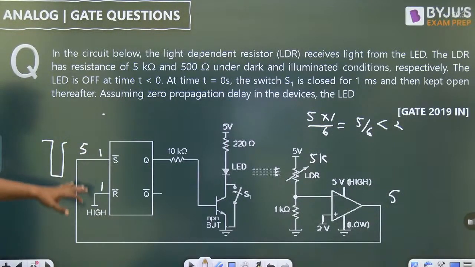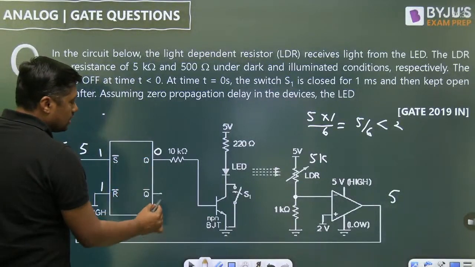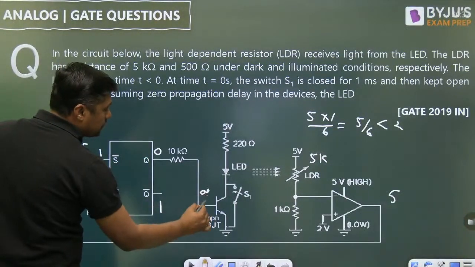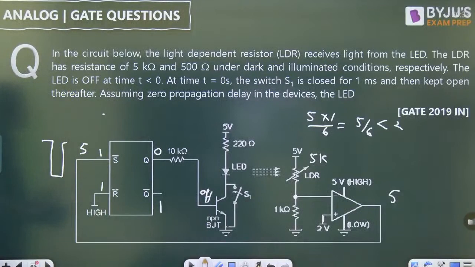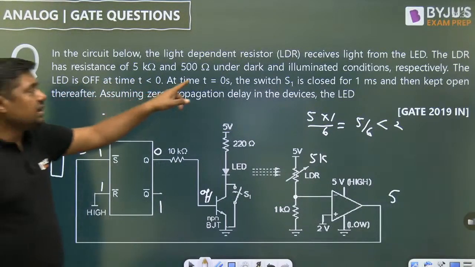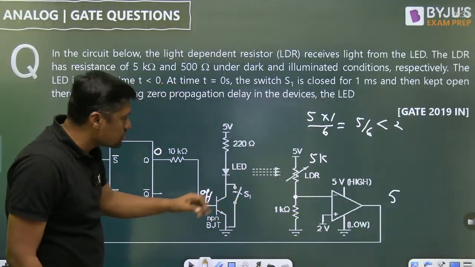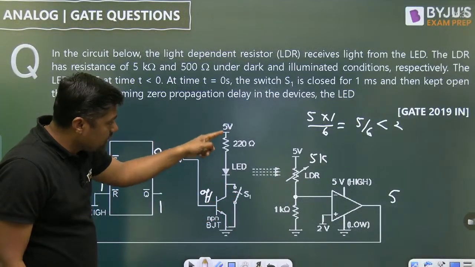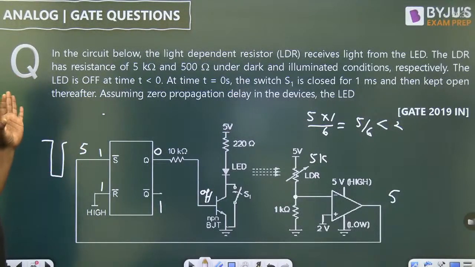But here it is high, there is no trigger, and that's why Q will remain at 0, Q bar at 1, transistor is off, therefore there is no current through this LED. That is the initial condition. That's why the LED will not glow and resistance will remain the same. Now exactly at t equal to 0 seconds, switch S1 is closed. When this switch S1 is closed, there will be current through this switch and the LED will glow only for 1 millisecond and then be kept open thereafter.